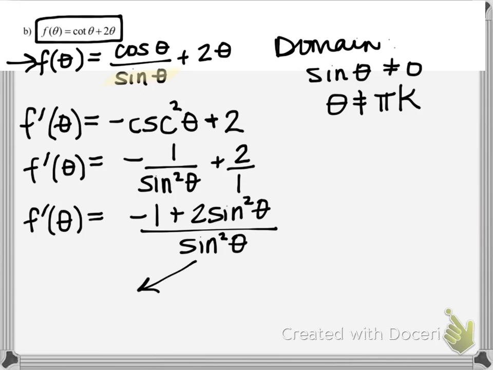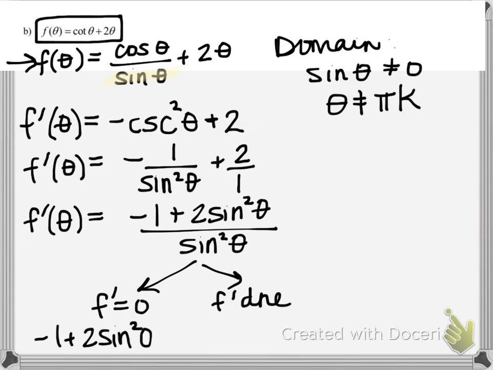And now we're going to branch off, and we're going to find our critical numbers by finding where the derivative is equal to 0, and where this derivative does not exist, or where it is undefined. Since this is one big fraction, we know the only way to make the fraction equal 0 is if the numerator is equal to 0. So I'll set my numerator equal to 0 and solve that equation. And the only way to make this fraction undefined is if the denominator is equal to 0. So I'll set sine squared of theta equal to 0 and solve that equation as well.